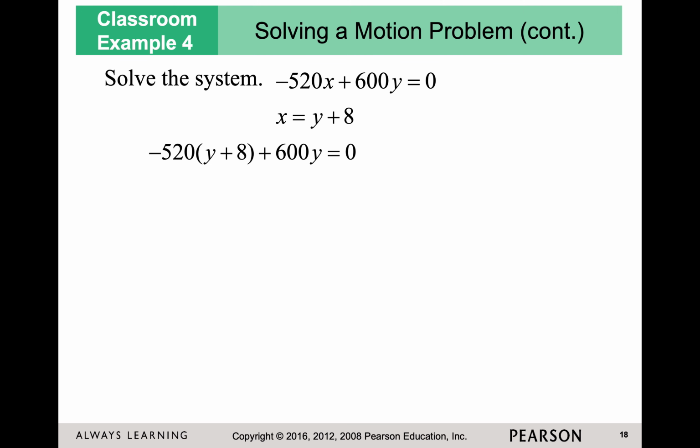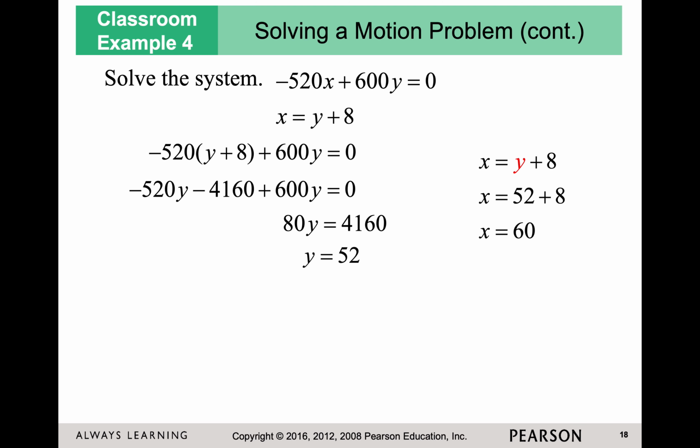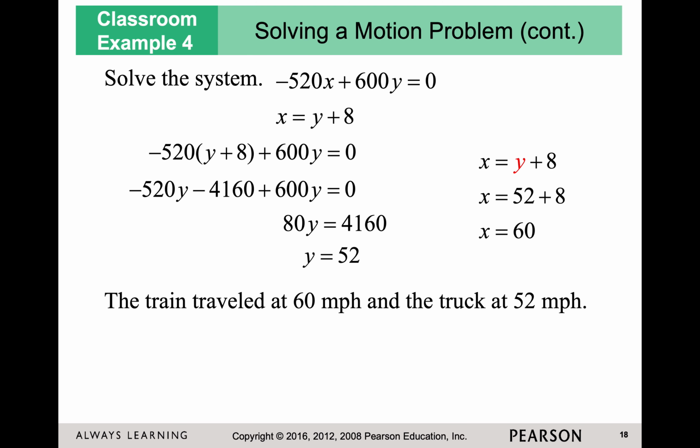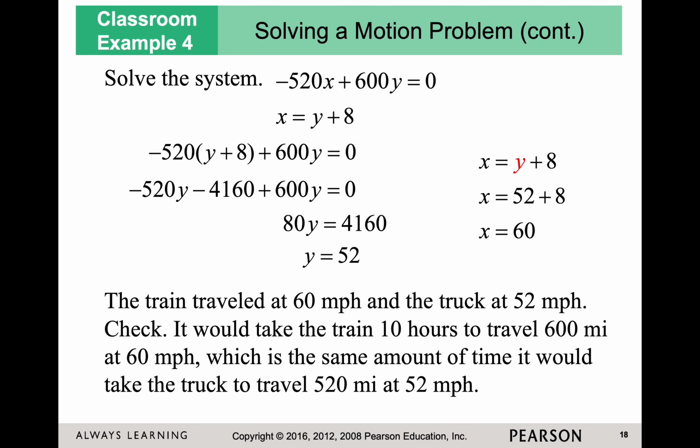Then I'm going to solve my equation, and I would use substitution because we've already solved for X here. So then I get the train is traveling at 60 miles per hour and the truck is traveling at 52 miles per hour.